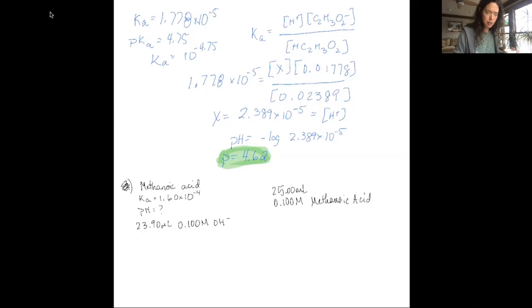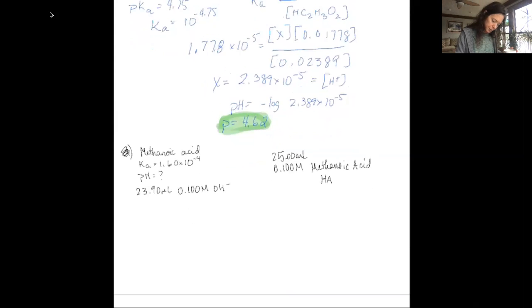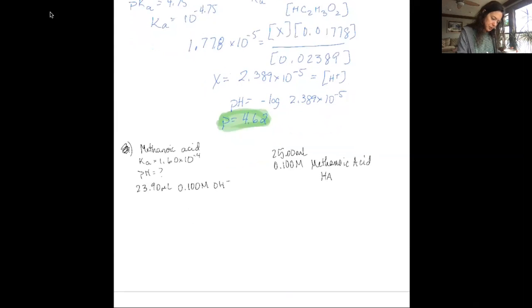I'm not exactly sure what that's going to look like. HCO, I don't know. So let's just call it HA. Geez, that's usually what I do. That's what I have here, just HA. It's your generic weak acid. Okay, so once again, what we see here is we are adding OH to HA.